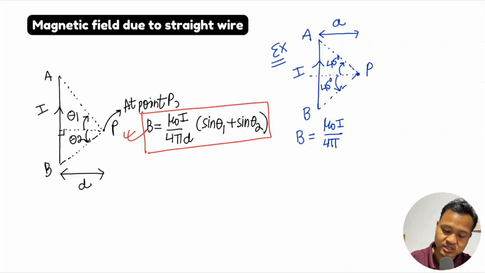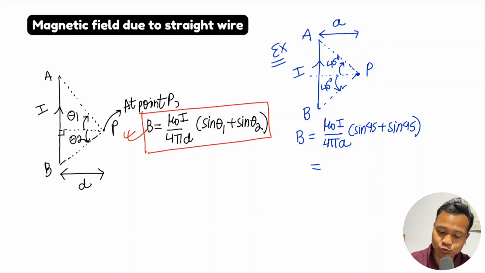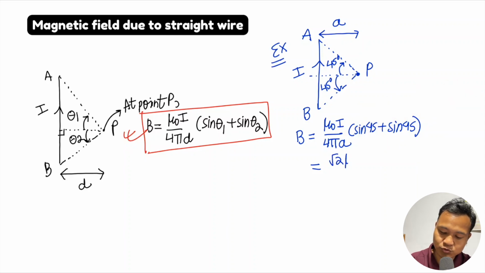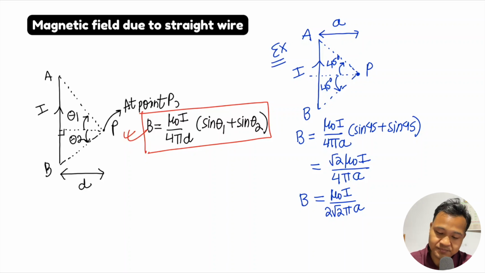So this is A. So 4 pi A into sine 45 plus sine 45. Sine 45 is 1 by root 2, so 1 by root 2 plus 1 by root 2 is 2 by root 2, which is root 2. So that means I will have root 2 into mu naught into I by 4 pi A. Solving this, mu naught into I by 2 root 2 into pi into A. So this is your magnetic field.